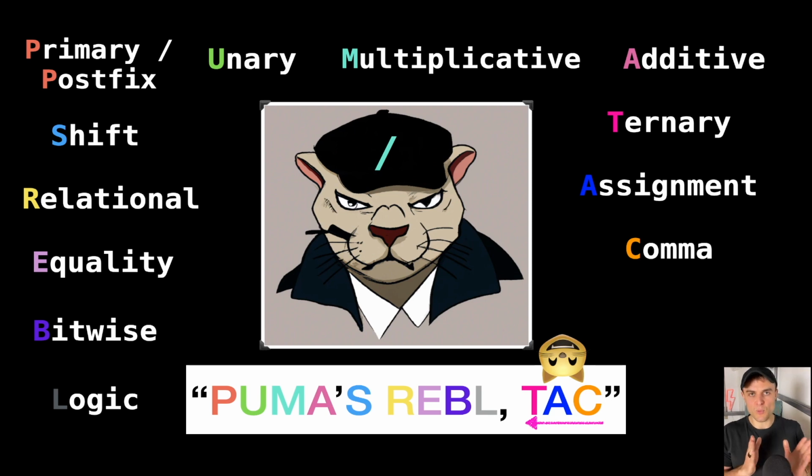Well, we have the order of the letters of this string, which is exactly the precedence of the operators in C. We have primary, unary, multiplicative, additive, shift, relational, equality, bitwise, logical, and then ternary, assignments, and comma. With a single sentence, you can recall exactly the order of all the operators. Puma is rebel, my friend.